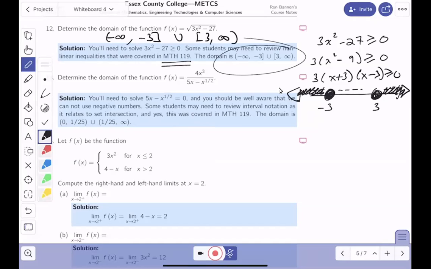And let me repeat this. If you don't understand Math 119 or 120 or Math 100, at least the way it's presented at Essex County College, you're going to have a tough time with calculus. And we're not looking forward to that, by the way. We really aren't. All right.